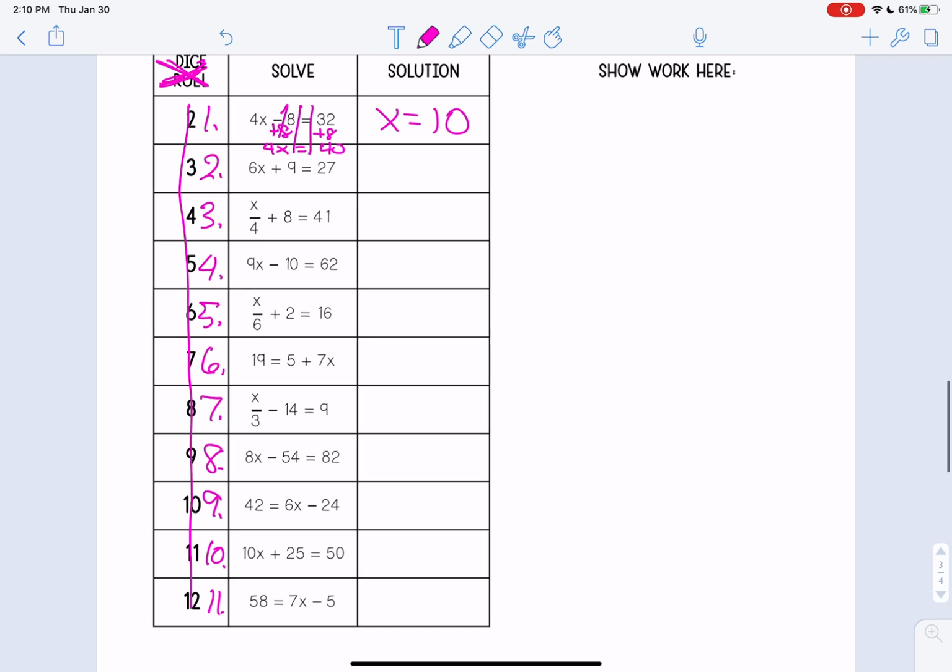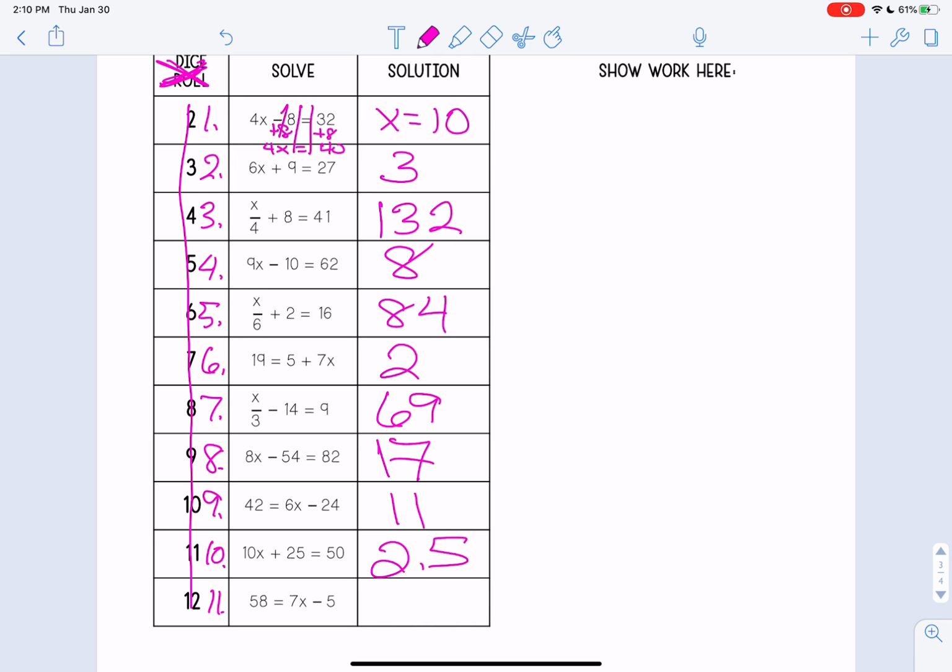For number 2, your answer should equal 3, then 132, then 8, 84, 2, 69, 17, 11, 2.5, and 9. Okay? And that's how you solve those problems, or those are the answers to those problems. They're pretty straightforward. Don't forget on number 6, it doesn't matter which side the x is on. It can be on either side. And just keep in mind you're going backwards in order of operations.